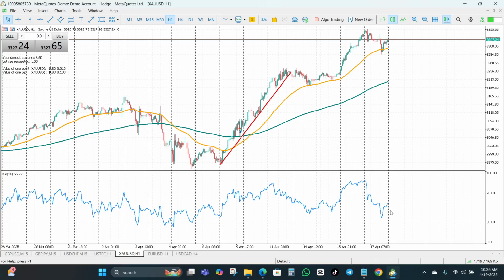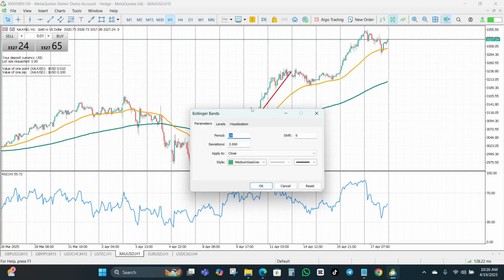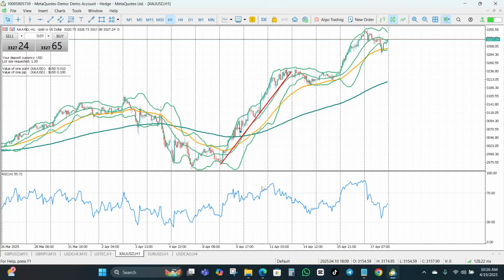Now, the next indicator we're going to be looking at is the Bollinger Bands. The Bollinger Bands is another important indicator. Gold thrives on volatility, and that is where Bollinger Bands shine, right? The Bollinger Bands help you visualize how far price is stretching from the mean.